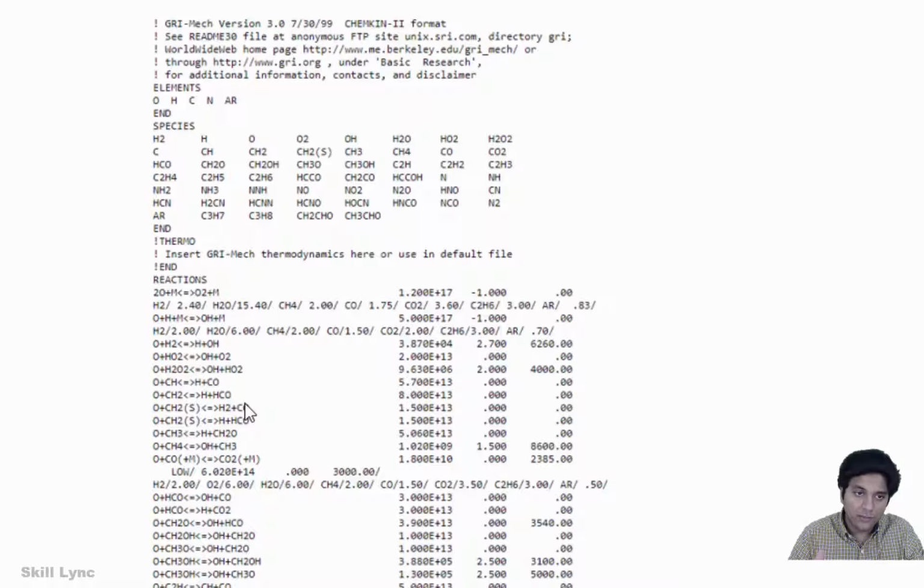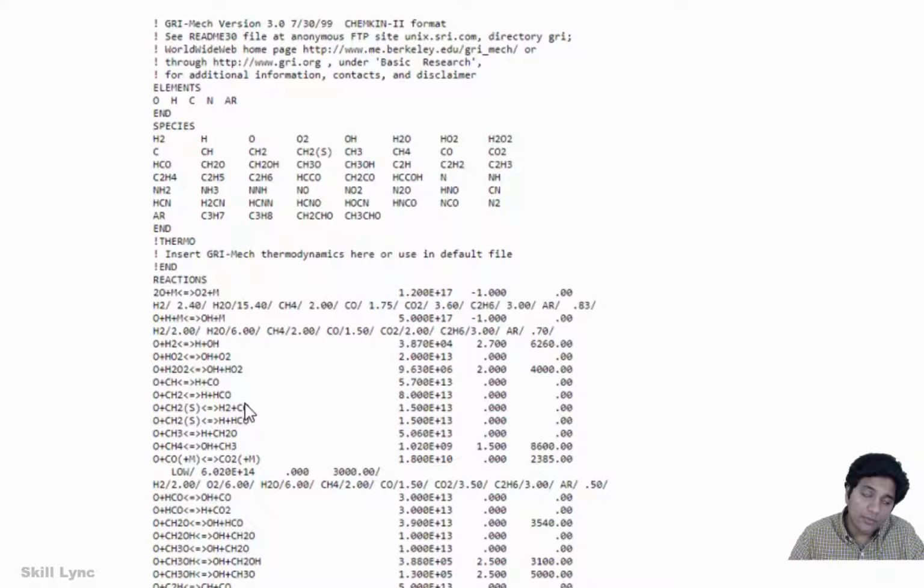So if you're curious about it, don't worry, we will be learning about those topics very soon. But the general idea is, while feeding mechanisms to a computer, we use this particular format. This format is also called the Chemkin2 format. It's a popular format that has been used for a long time now.